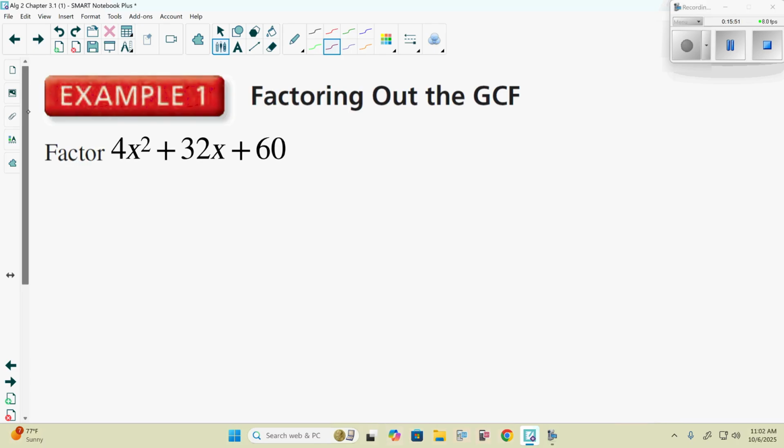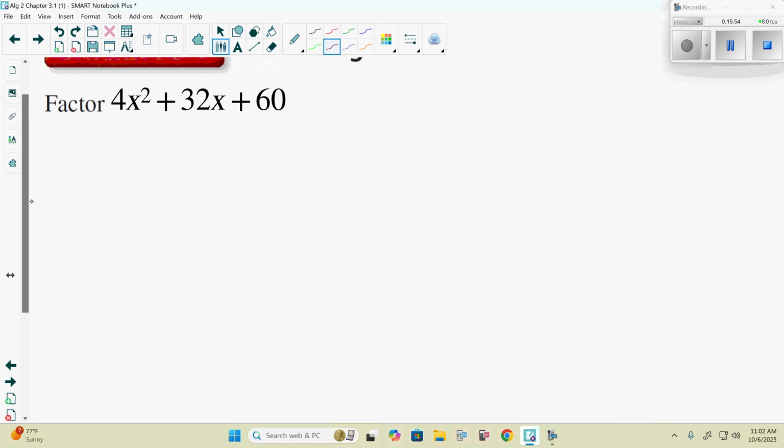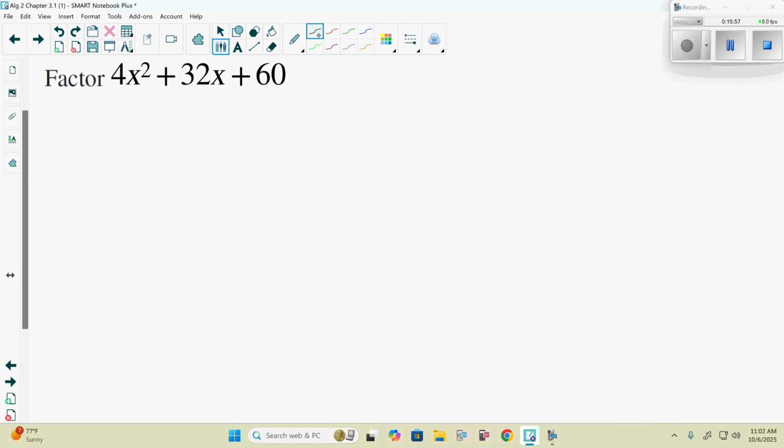4x squared plus 32x plus 60. First step, greatest common factor. So we have 4x squared plus 32x plus 60. So is there a number that goes into all three? Because 4 will indeed go into 4x squared, 32x, and 60, yes? X, there is no variable across all three. 4x squared does have an x. It's actually 2 of them. The middle term does have 1x, but our 60 does not have a variable. So the only greatest common factor that we have for this here is 4.